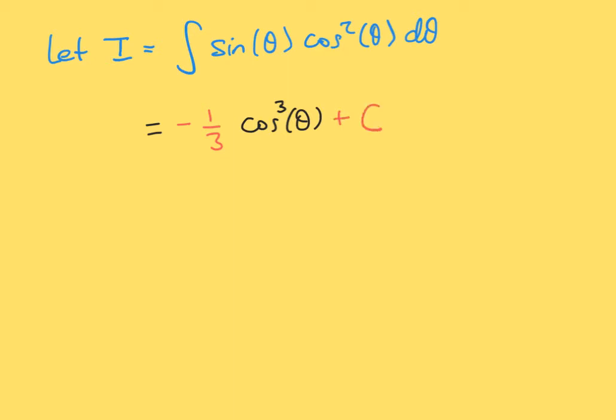And it's probably a good habit just to pause and think, does that work? So we differentiate it, the 3 comes in front, cancels with that. Reduce the power by 1, it gives us cosine squared. And then we multiply by the derivative of what was being cubed. And the derivative of cosine is minus times sine of theta. Minus minus is plus. So we would obtain sine of theta times cosine squared theta, the integrand. So what we see is that the integral is correct and we are happy.